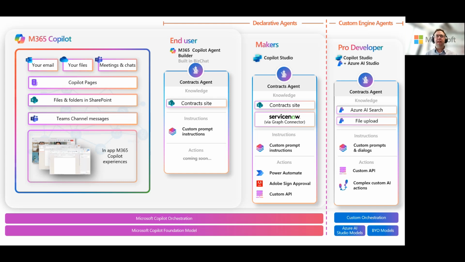So you don't necessarily have to go through and buy the paid license for everyone unnecessarily, but you could start off with Copilot Chat, see uses within your business, and then maybe move up to M365 Copilot paid.